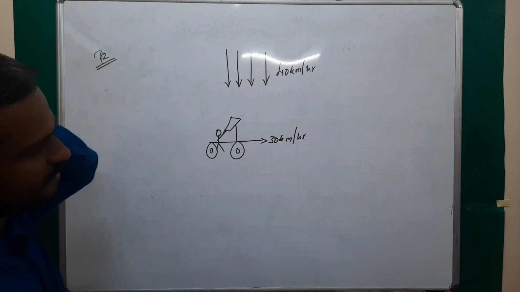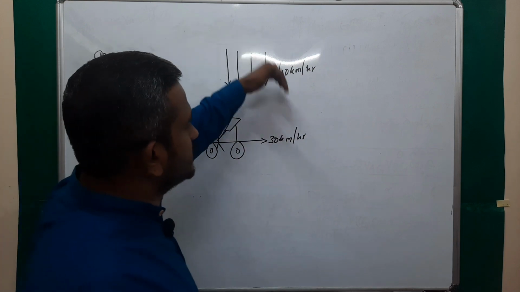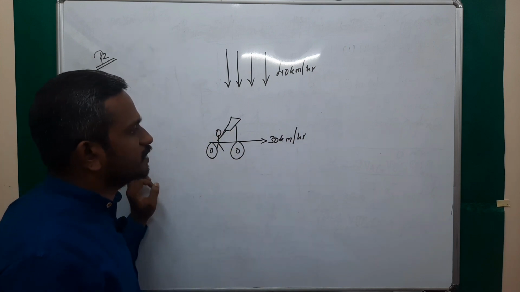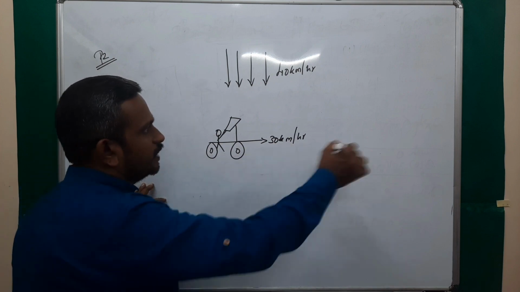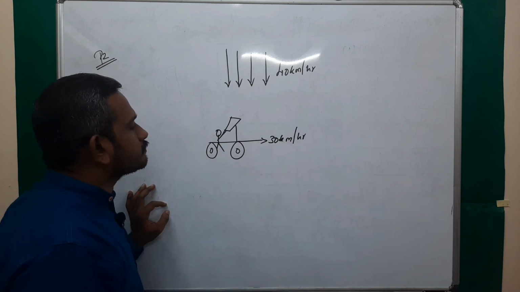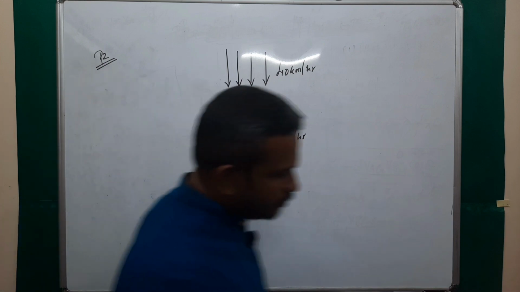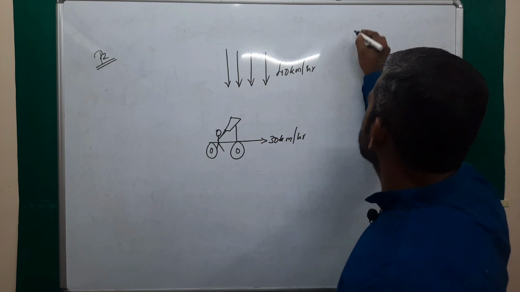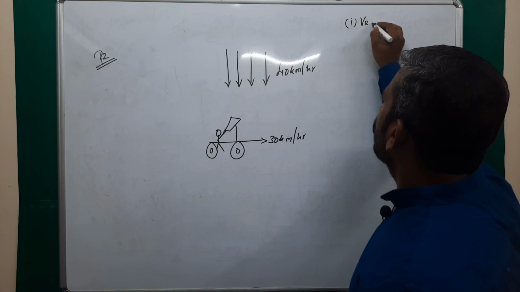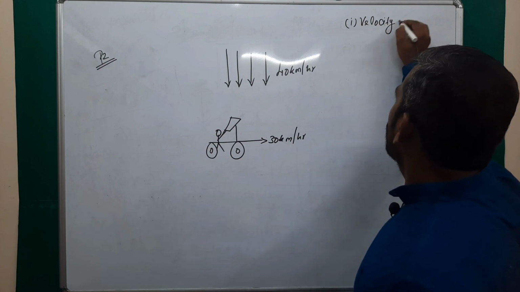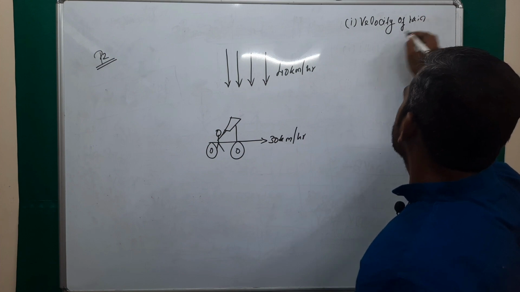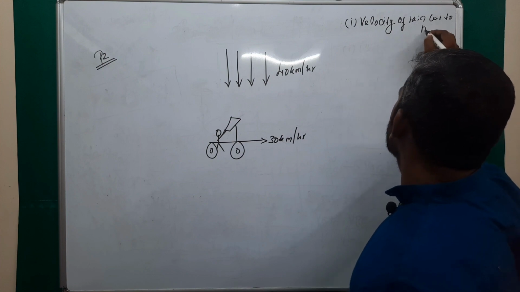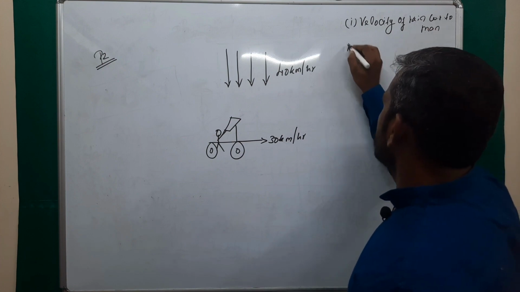So understand the question: the rain is falling vertically downwards with a speed of 40 kilometer per hour. So the man is riding the cycle with a speed of 30 kilometer per hour in the rightward direction. So our question is, what is the velocity of the rain with respect to man? First question. Second question.